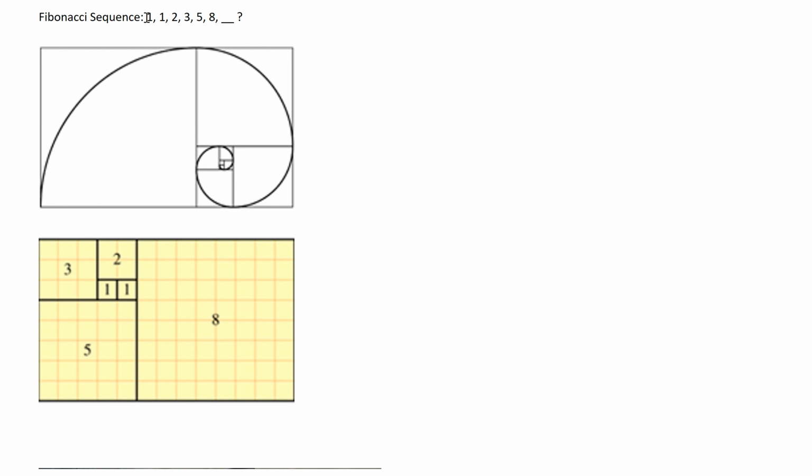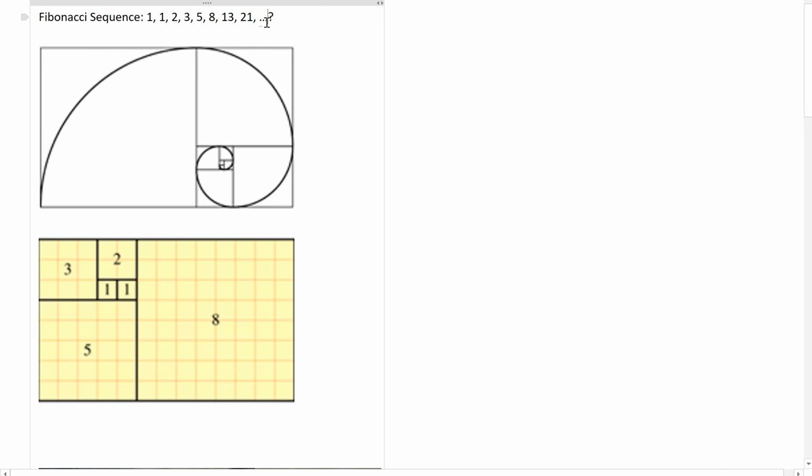So the Fibonacci sequence is a sequence of numbers 1, 1, 2, 3, 5, 8, and what's the next number? Well, if you didn't notice the pattern, we're taking the previous two numbers and adding them together. So next is 5 plus 8 is 13, 8 plus 13 is 21, and so on, and it continues forever.